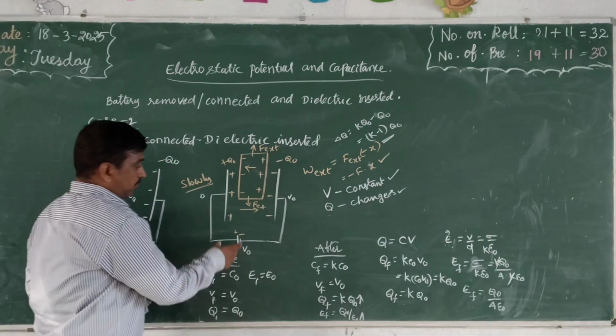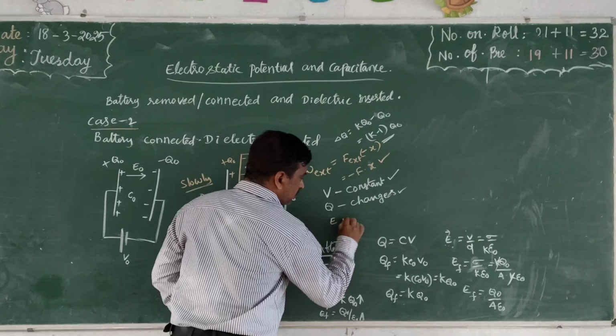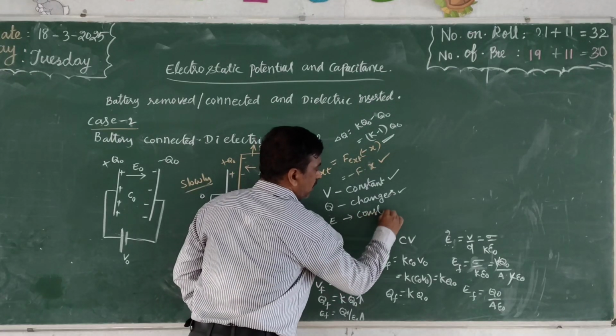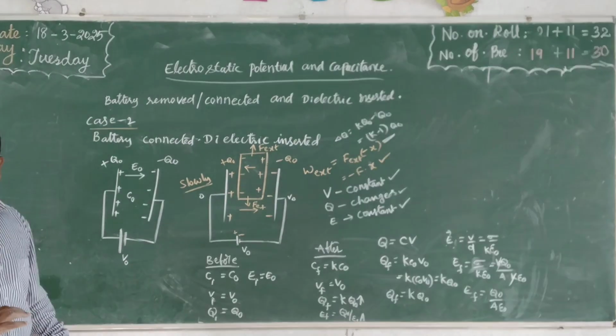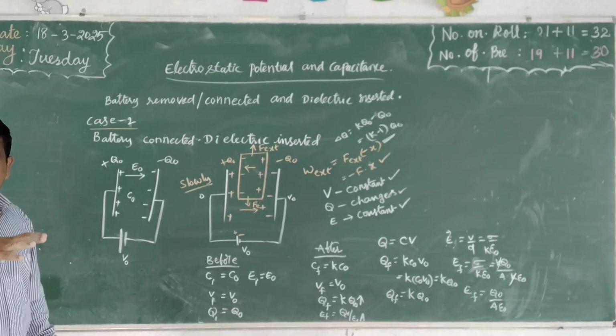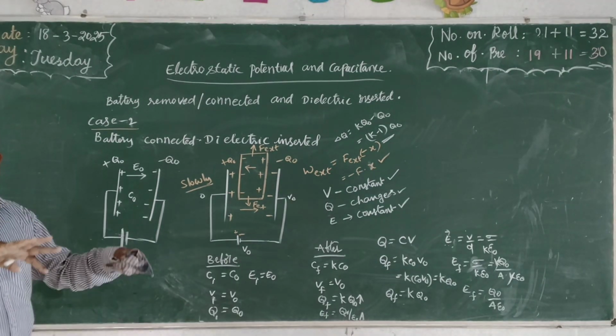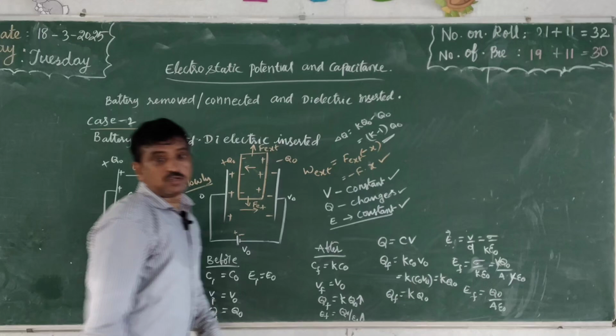When the battery is connected and the dielectric is inserted, the electric field is also constant. The electric field is constant and the potential is constant. Only the charge changes here. Charge increases k times, the electric field decreases k times. Here the charge increases and the electric field decreases, so both are balanced. So it maintains a constant electric field.